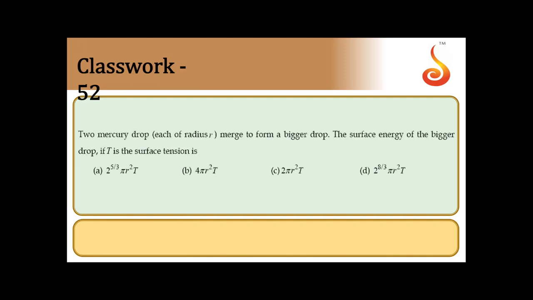Yes, we shall move on to next one. Two mercury drops, each of radius r, merge to form a bigger drop. Surface energy of the bigger drop, if T is the surface tension, is? So surface energy of bigger drop, E_B, is equal to surface tension into surface area, that is 4πR². This should give you the surface energy. Now we have to express this in terms of small letter r.